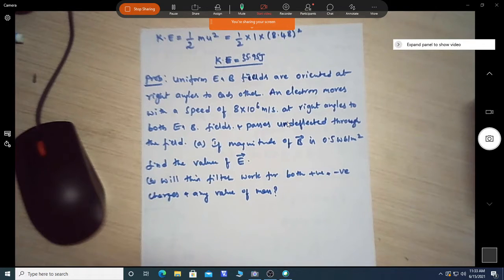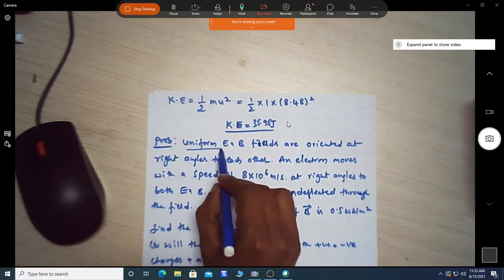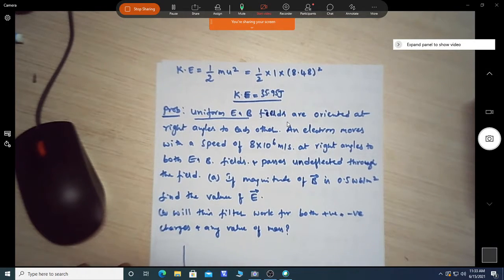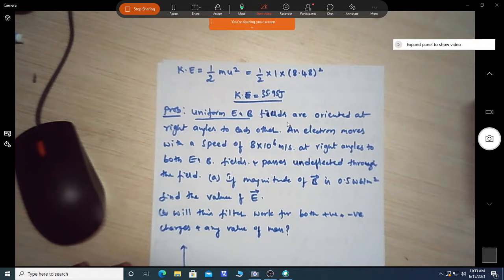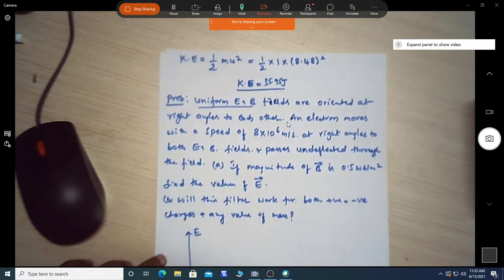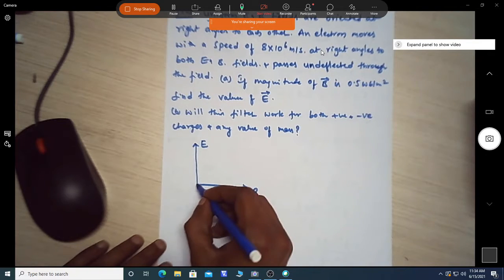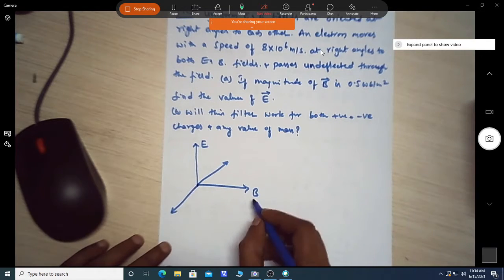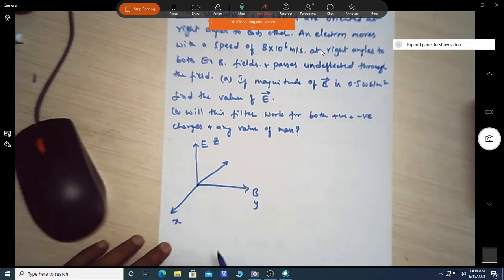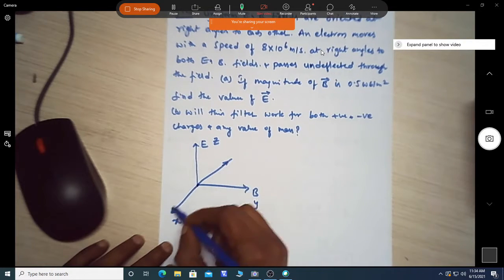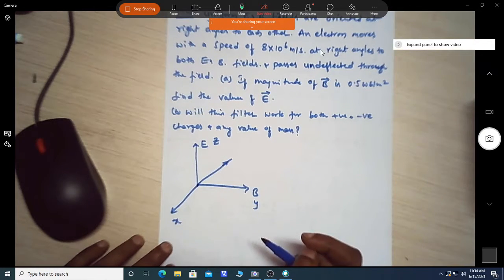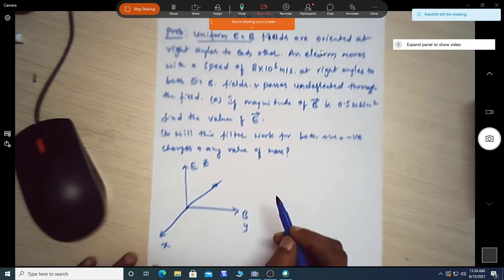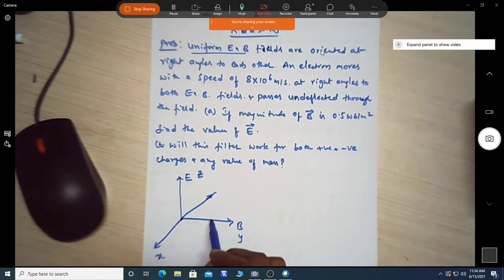So now here you can see uniform E and B fields. This we have to note down, and these E and B fields are perpendicular to each other. Okay, so where E and B are perpendicular to each other and the charge moves perpendicular to both. So this is, for example, X, Y and Z. Now the charge is moving perpendicular to both these directions.